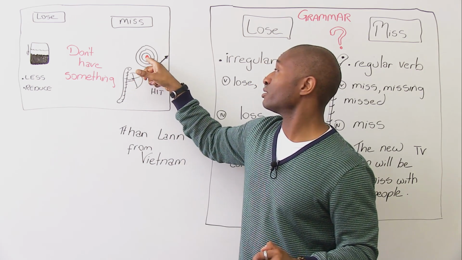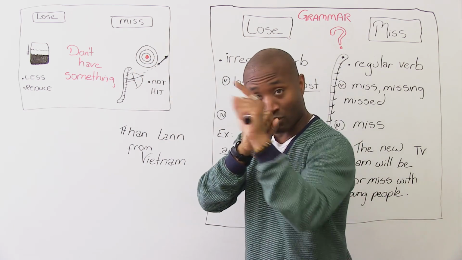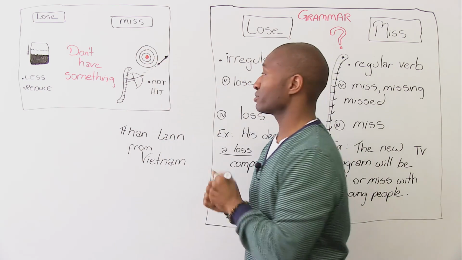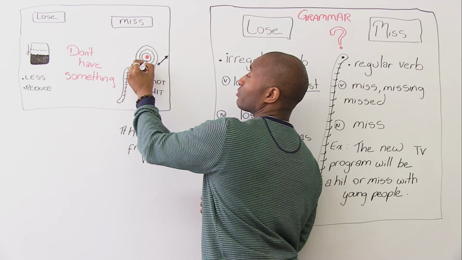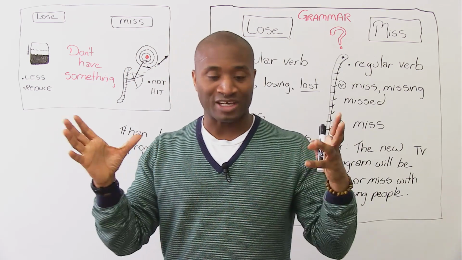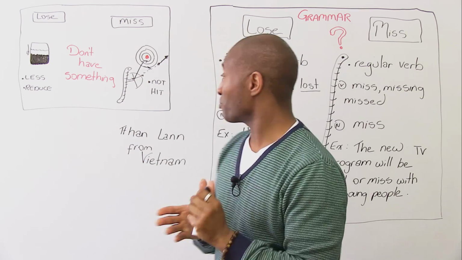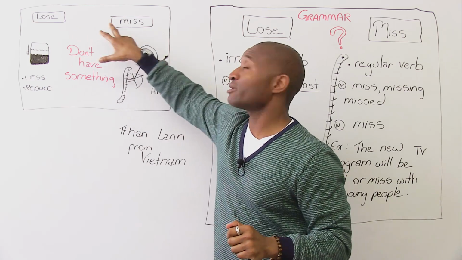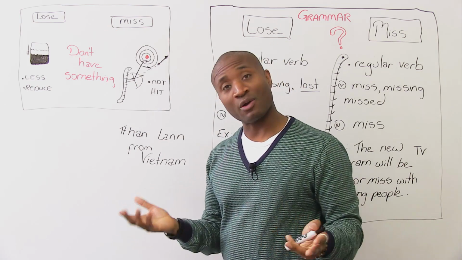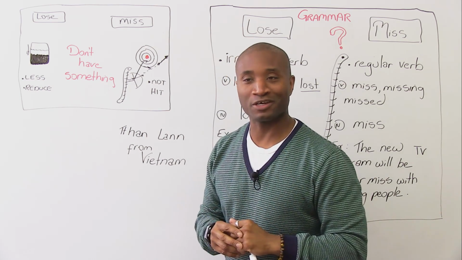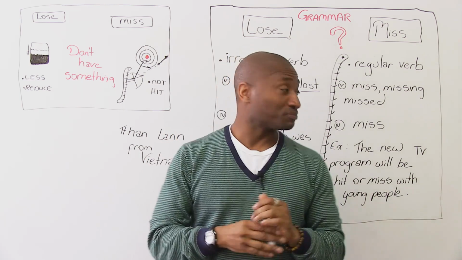The target is where you're aiming or what you want to hit. But we move, we miss, so we do not hit the target. We should go here, but we go here. You miss, okay? So there's no hitting or connection. So that's the basic lesson we're going to do today. Lose and miss. What are the differences? How are they the same? So you can speak like a native speaker. Are you ready? Let's go to the board.